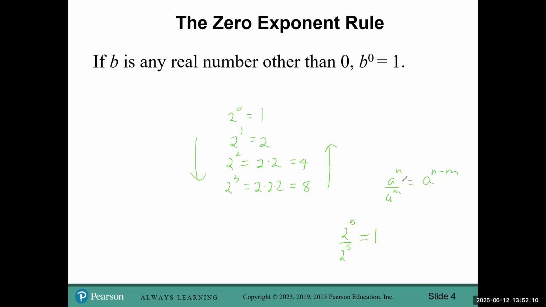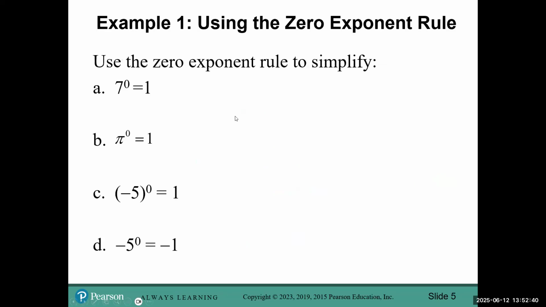So on the one hand, we know that, but we also know from this property of exponents that when we divide, we can keep the base the same and then subtract those exponents. So that means this has to be equal to 2 to the 5 minus 5. And of course, 5 minus 5 is 0. So this has to be equal to 2 to the 0 power. So both of these, I think, help explain why that property is what it is. And I like to know why. It helps me to remember things.